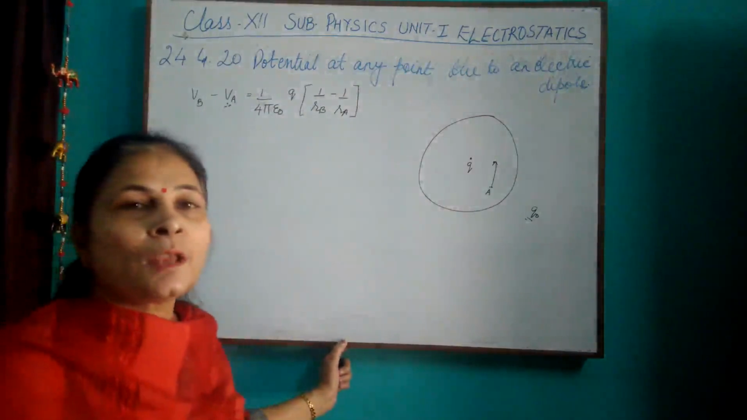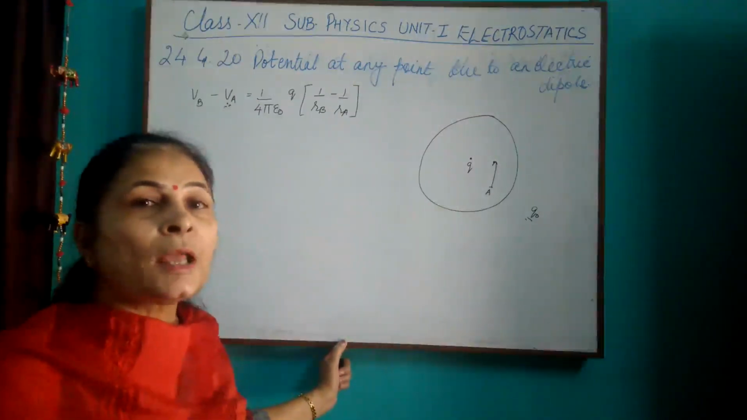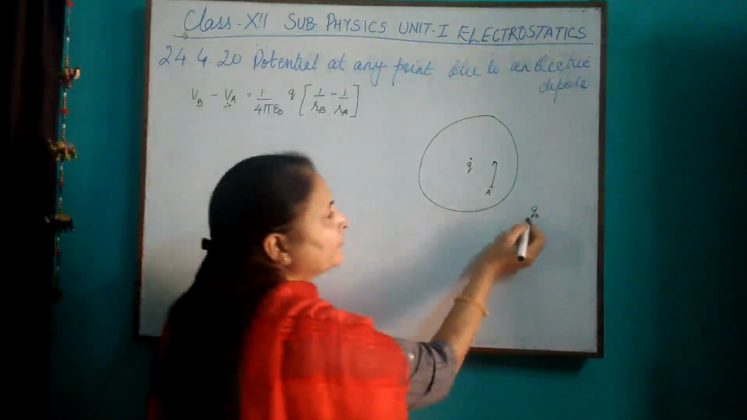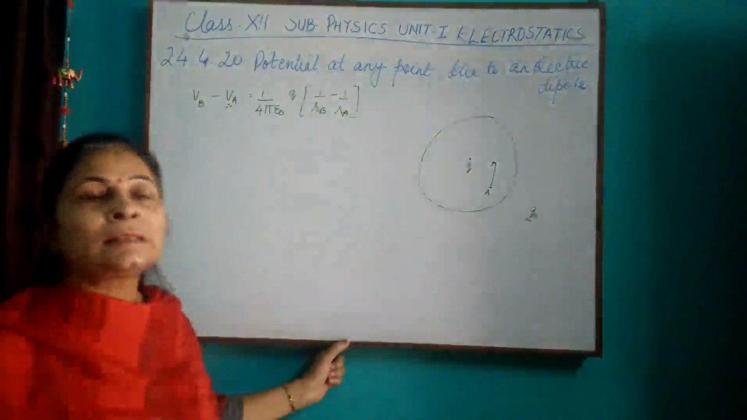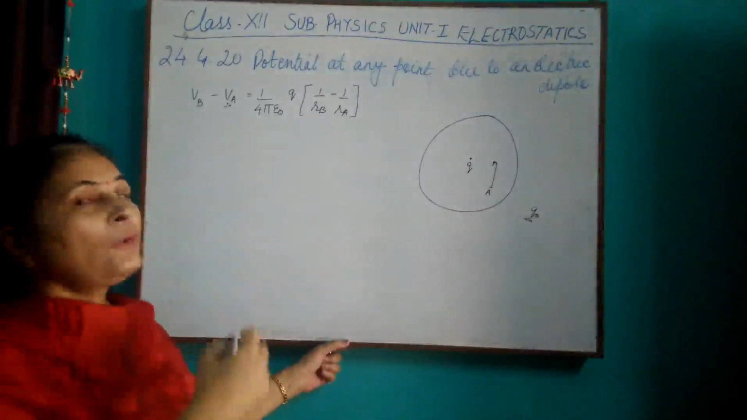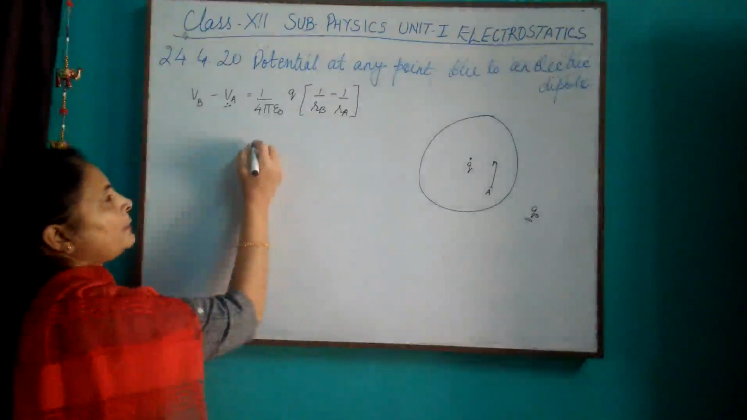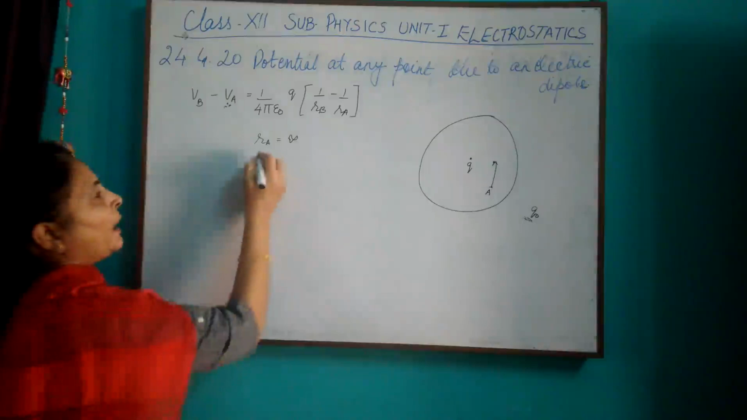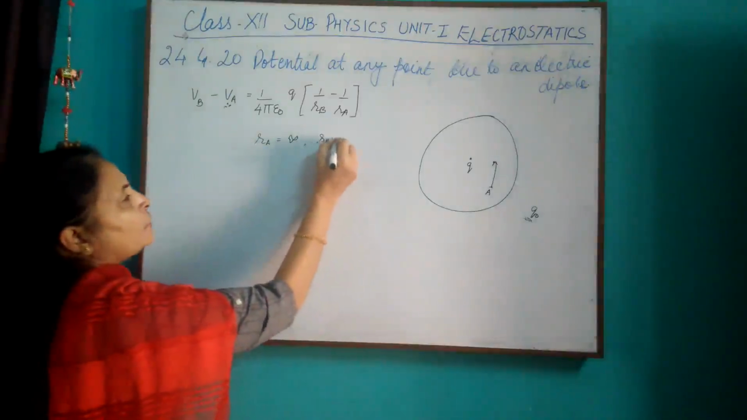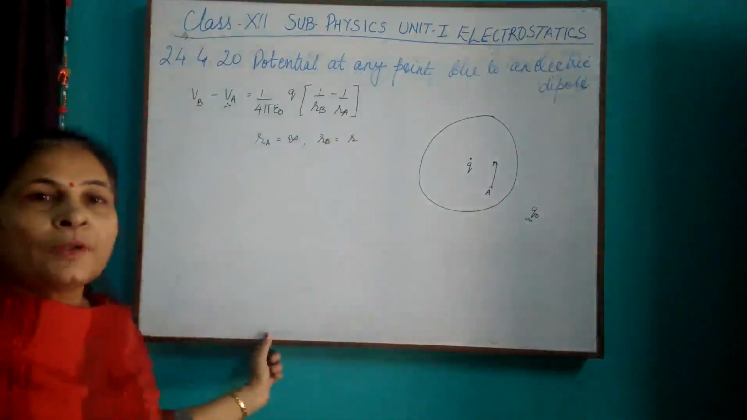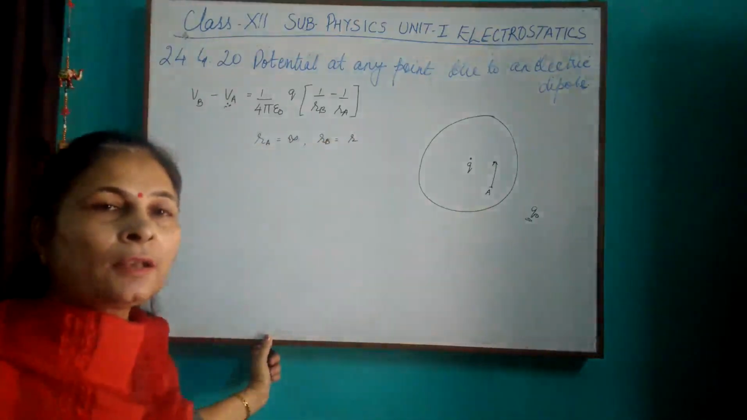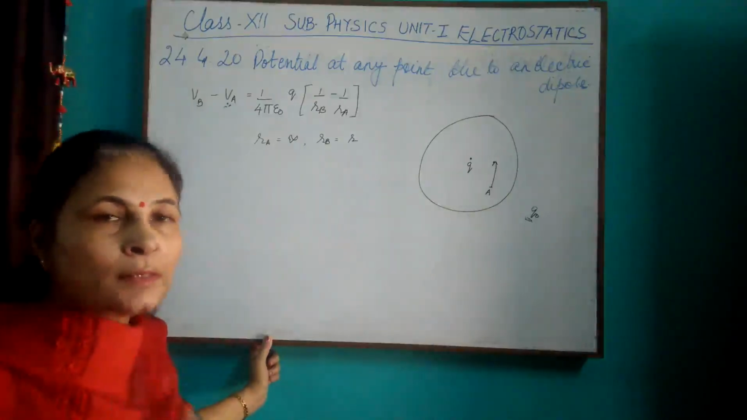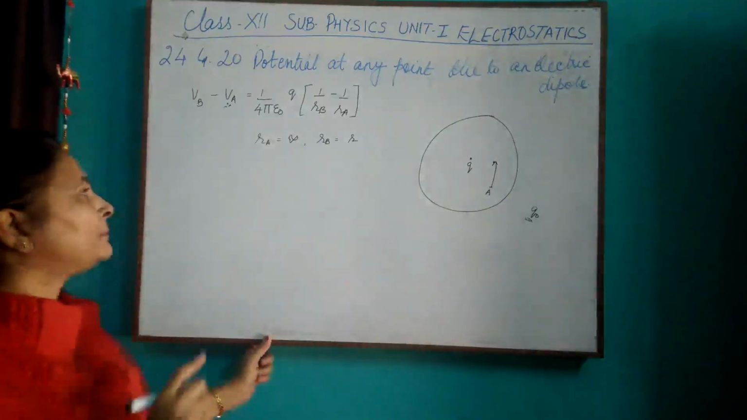The same expression can be used to find out potential at a point. The only thing we have to do is take RA as infinity. RA will be taken as infinity and RB you can take as equal to R only. Because when RA is taken as infinity, then whether I use B or C or D is immaterial. The distance will be only one distance, and that we can take as R.